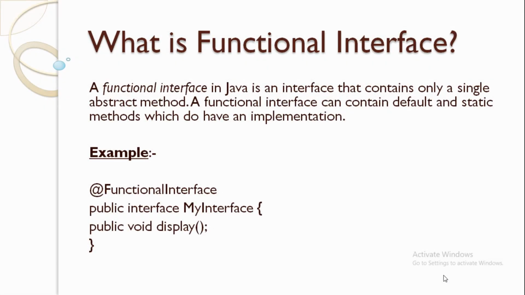So what is a functional interface? A functional interface in Java is an interface that contains only one single abstract method. Okay. And a functional interface can contain default and static methods which do have implementations.